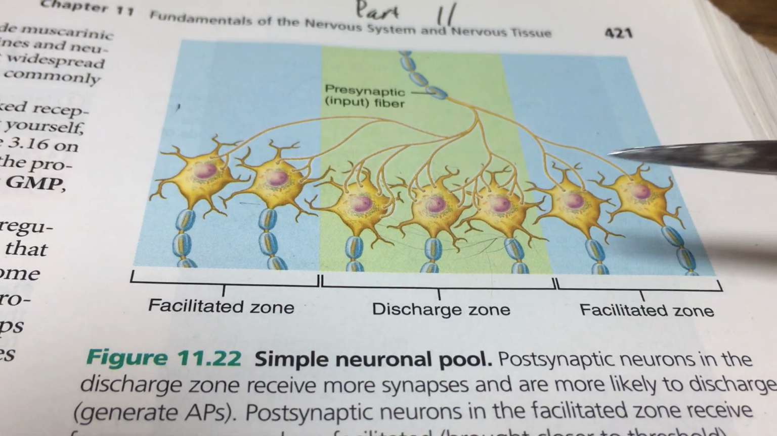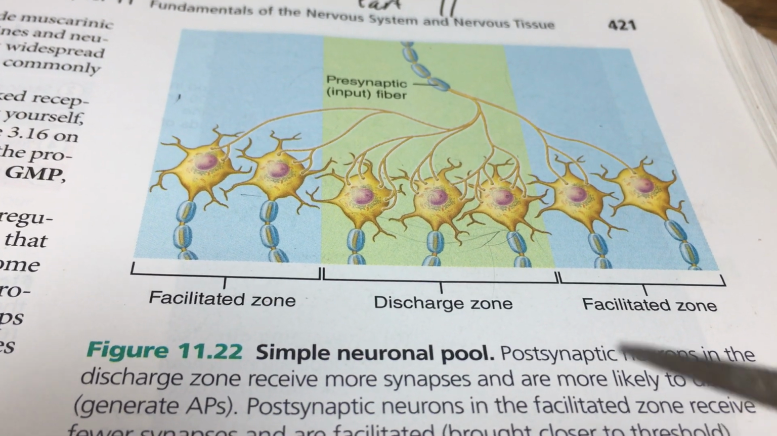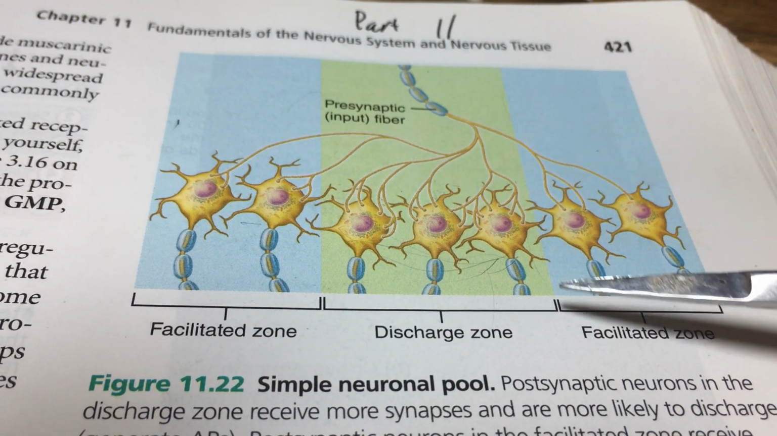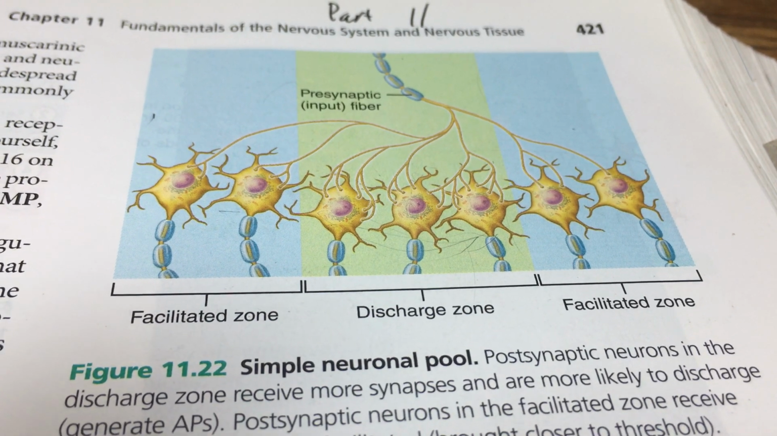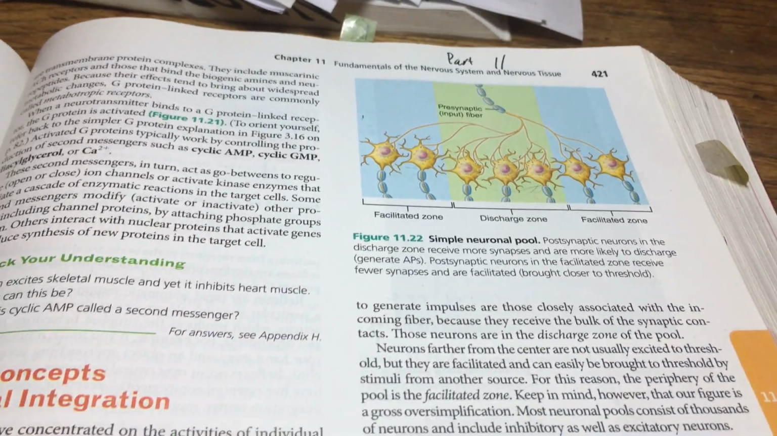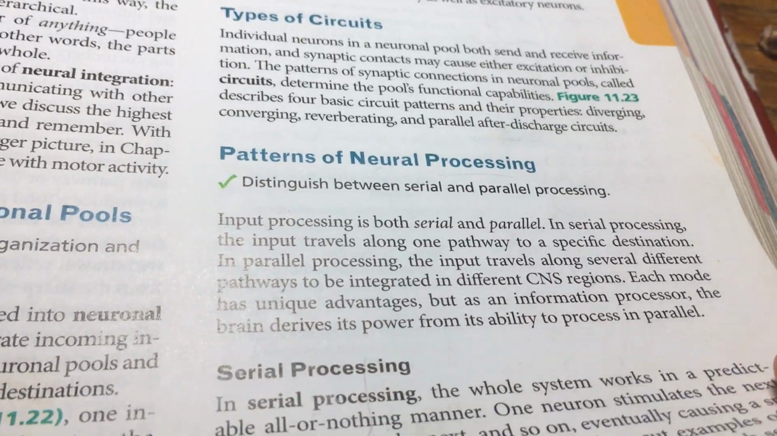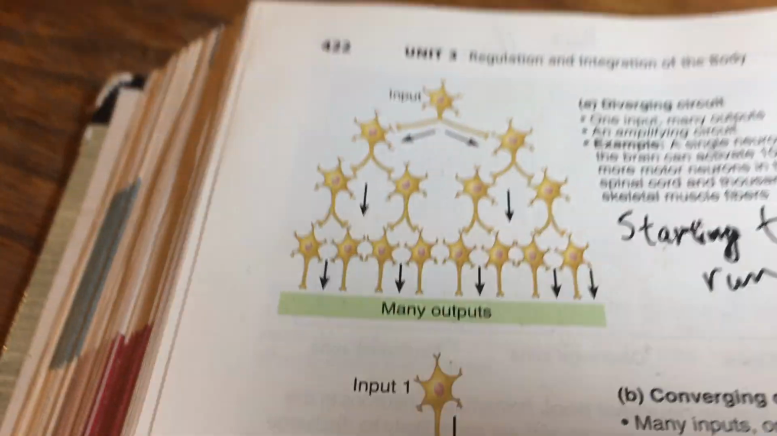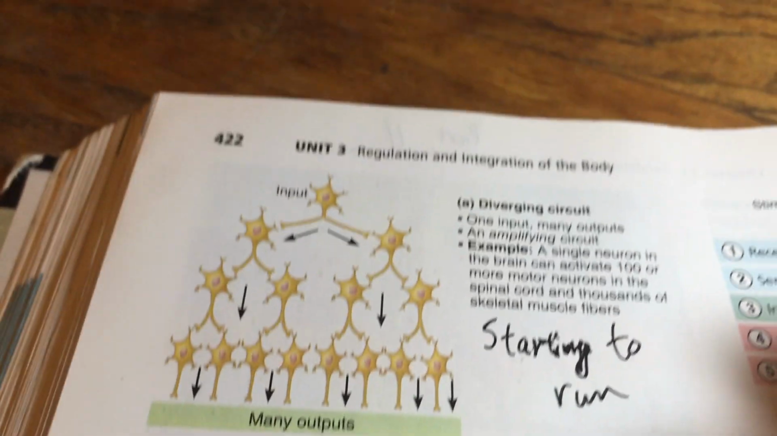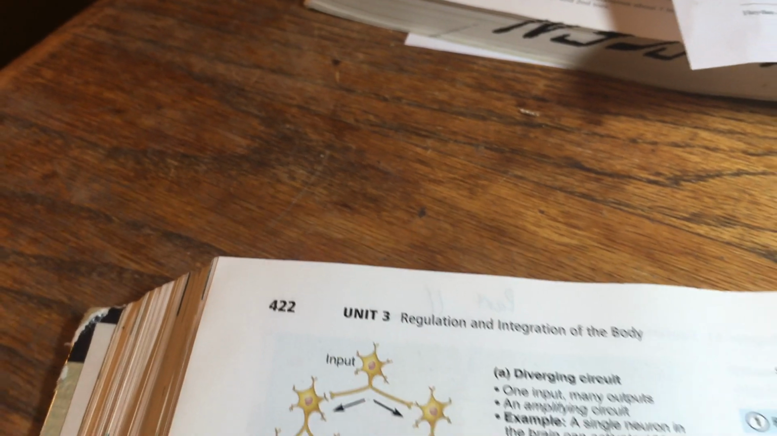Okay, so you can see that depending on how you arrange your circuitry, if you fire off on one or two of these initiating neurons, you might get certain kinds of results that are more likely. And so we're looking at the neuronal pool here. That's the deal. Then we have various types of patterns of neural processing that we have to consider. And so let's take a look here at what's going on. They give us some examples here. So I think we should actually begin with the combination of either serial or parallel processing.